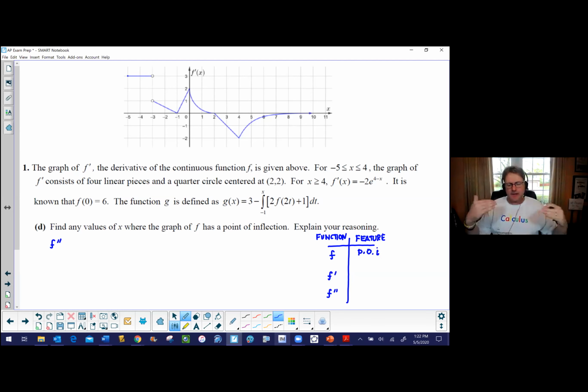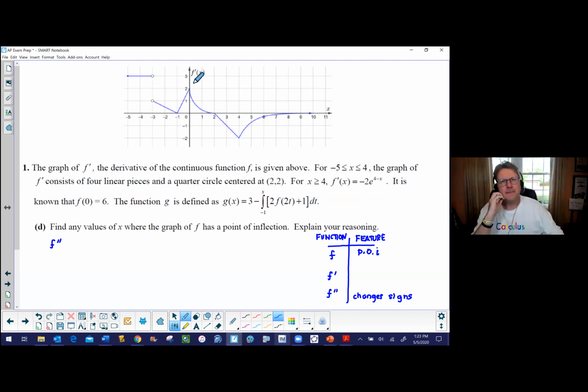So I want to think about, well, what does that mean about f prime or f double prime? And most students probably connect that feature to the f double prime first. Maybe you're thinking that that means that f double prime changes signs. And if you're thinking that, you're thinking correctly. Awesome. But what we need to do is find this middle function's feature, because the middle function, f prime, is really what we have to work with.